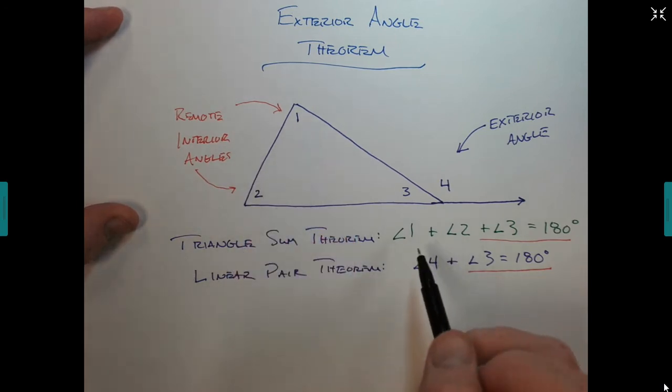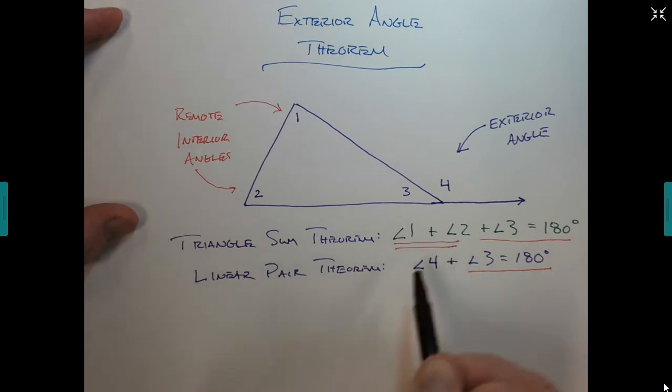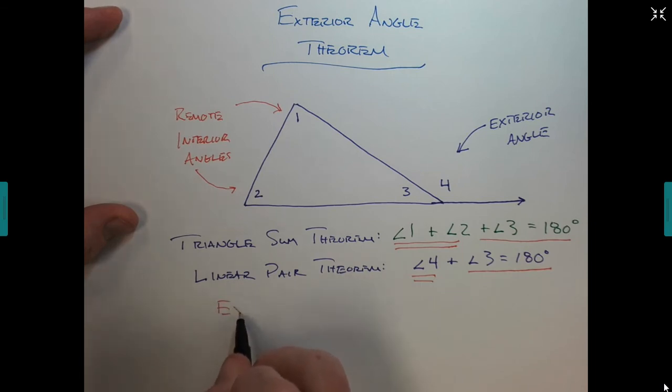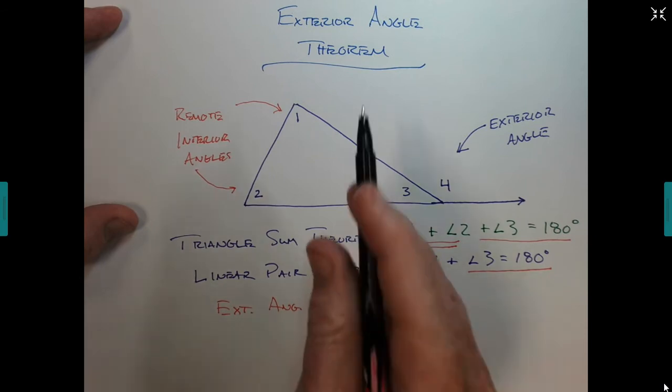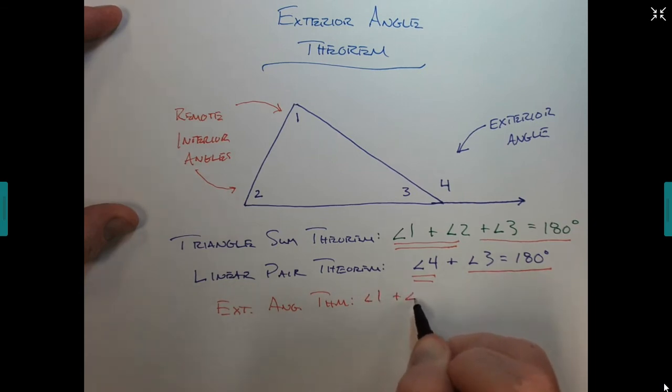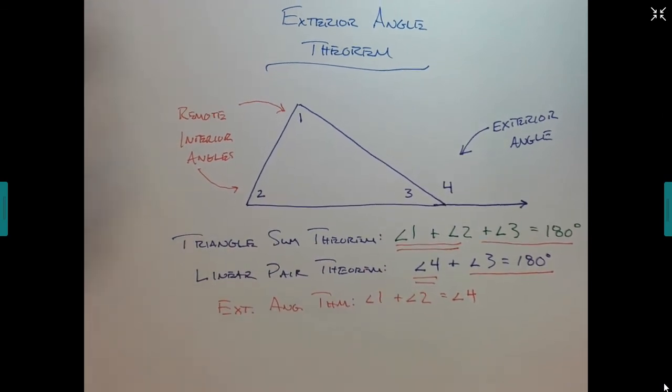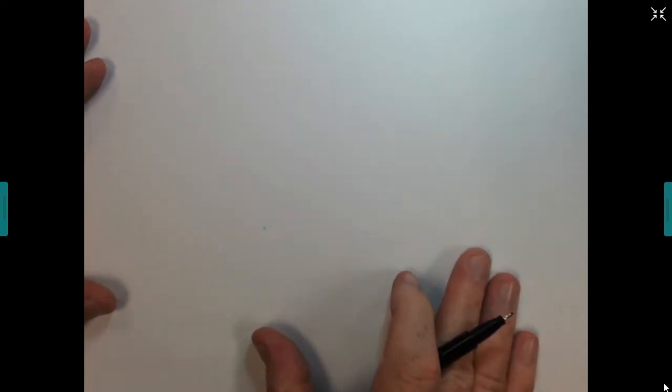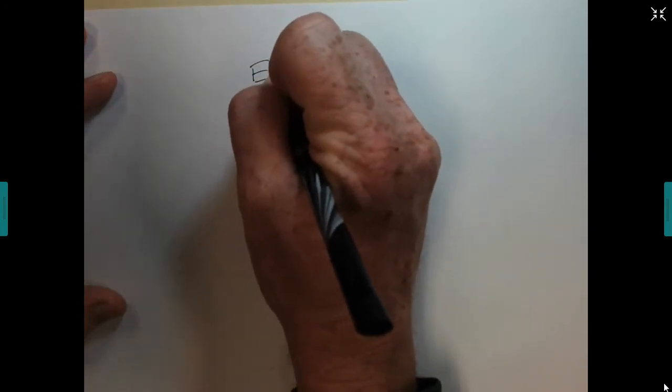We know that 1 plus 2 better be the same as angle 4. This is what's referred to as the exterior angle theorem, which we mentioned at the very top. All right, angle 1 plus angle 2 has to equal the angle furthest from them on the outside. Okay, which leads to we would want to take a look at an example, of course. All right, so let's look at an example.